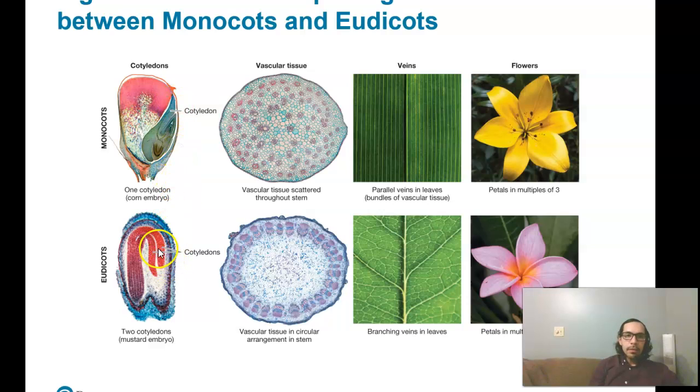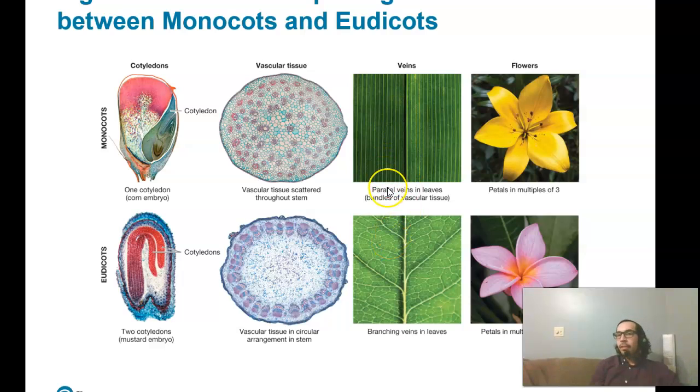You can see the cotyledons developing inside this mustard embryo. Okay, the monocots only have one cotyledon. The eudicots have two cotyledons. You can also look at the differences in the veins. In monocots, the veins are parallel on the leaves, and in eudicots, the veins are branched on the leaves.